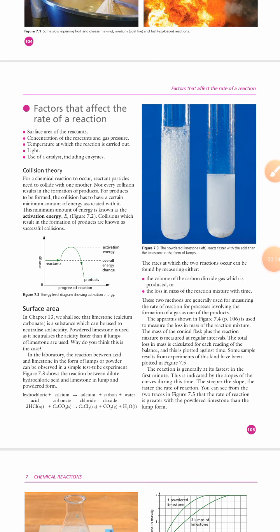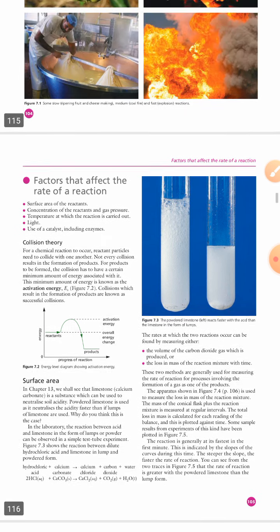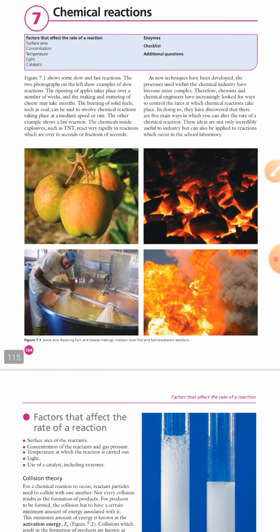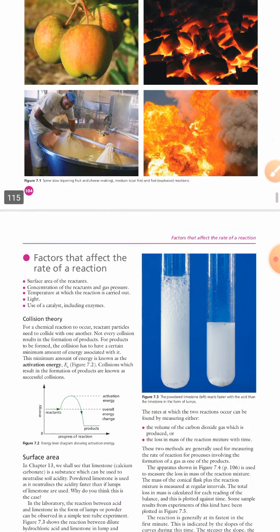Hello everyone. Today we are going to start our O-level chemistry class, and today our study content is the rate of reaction of the O-level syllabus. From this book we are studying chapter number 7, the chemical reactions. We have already covered the redox reaction part and the reversible reaction part in the previous videos.